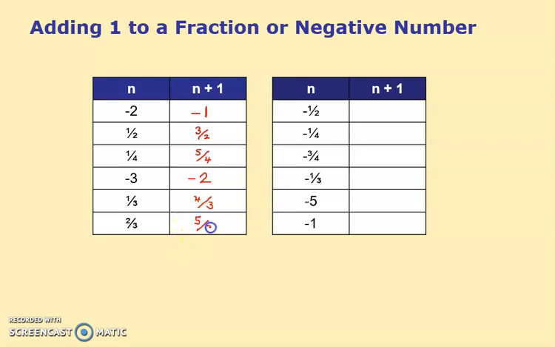So this is all I'm doing. I'm adding 1 to it. Adding 1 to it. This one becomes a half. This one becomes 3/4. This one becomes 1/4. This becomes 2/3. This becomes minus 4. This one's a bit weird. It becomes 0. Have a think about why you think that might be weird.